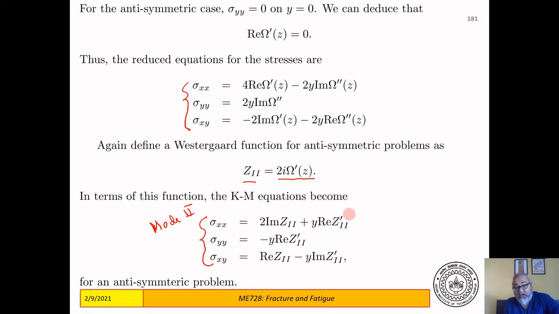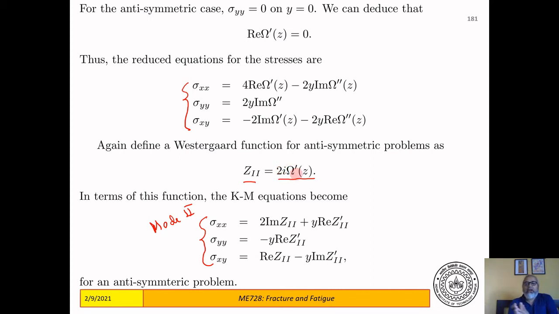So if you know the Westergaard functions Z1 or Z2 for the mode 1 and mode 2 case, then you can completely derive all the stresses everywhere, not only at the crack tip. You can derive the stresses directly from the Westergaard function. The Westergaard function is actually nothing but 2 times omega prime z in case of mode 1, or 2i times omega prime z in case of mode 2.